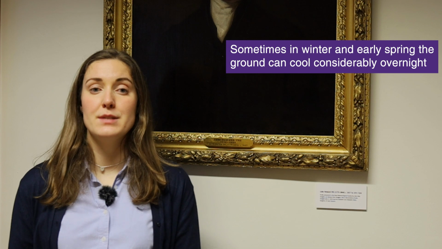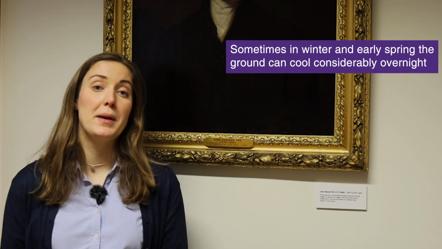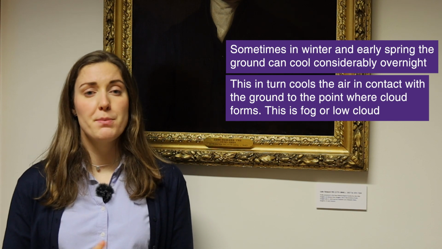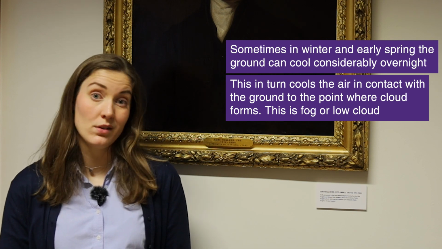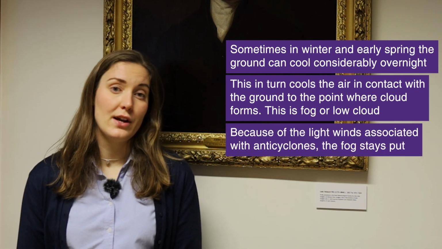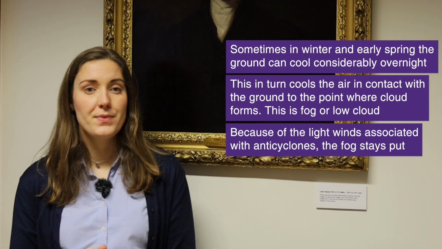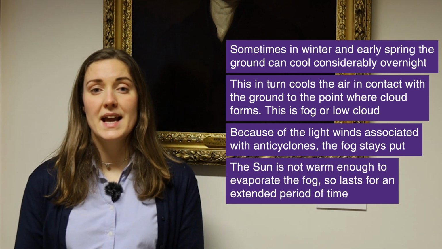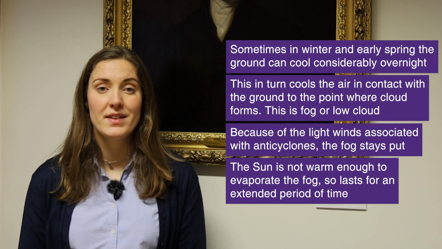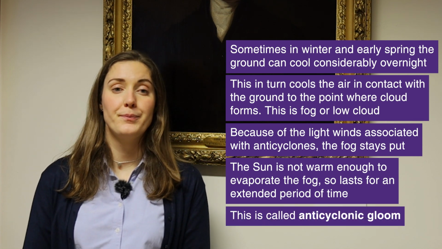Sometimes in the winter or early spring, the ground can cool considerably overnight and in turn can cool the air in contact with the ground to the point where cloud forms, fog or low cloud. Because of the light winds associated with anticyclones, this fog stays put. The sun is not warm enough in the day to evaporate the fog, and it can last for an extended period of time, and this is known as anticyclonic gloom.